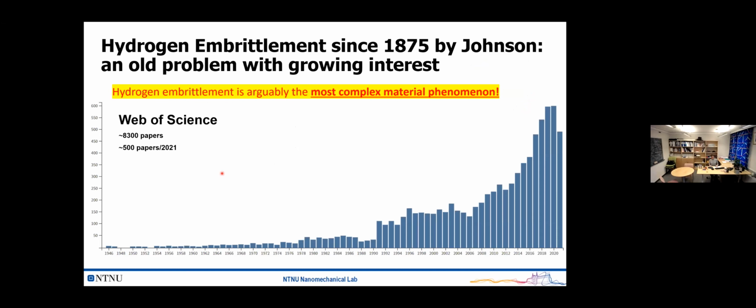Thanks to Yuka's introduction, I don't need to mention how important hydrogen embrittlement is in the research field. Since 1875, when it was first mentioned by William Johnson, hydrogen embrittlement has been a really old problem, but with the growing interest shown by the annual publications, we can see it actually attracts a lot of attention. This year so far, there are already around 500 papers based on Web of Science.